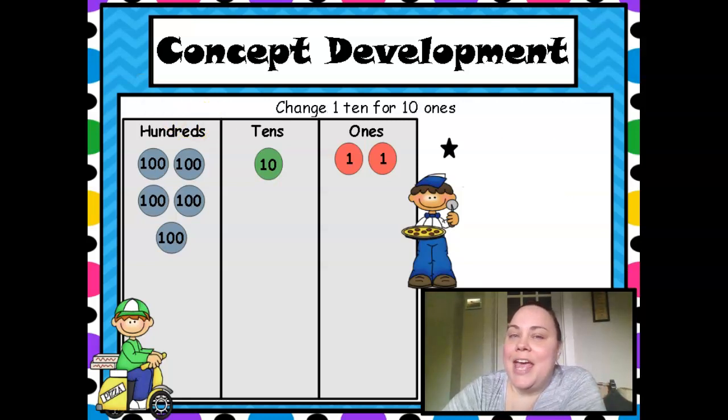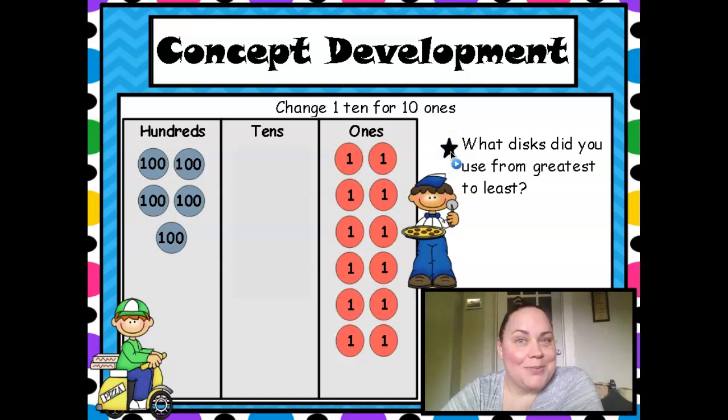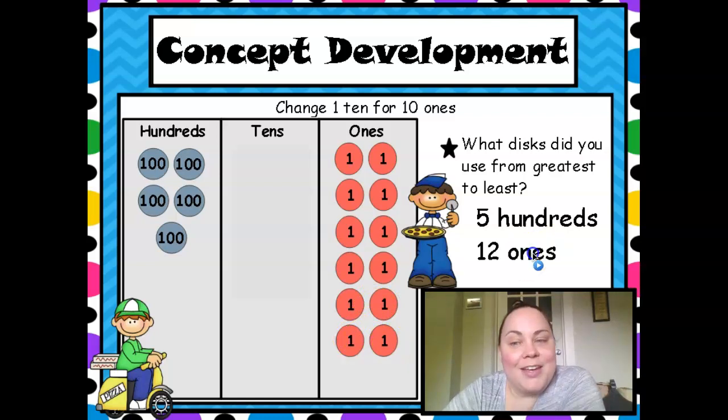Now let's take that 10 and exchange it for 10 ones. Now, what discs did we use? We have 500 still, but how many ones do we have? Let's count them. 1, 2, 3, 4, 5, 6, 7, 8, 9, 10, 11, 12. Now we have 5 hundreds and 12 ones. That's another way to show 512 in unit form.